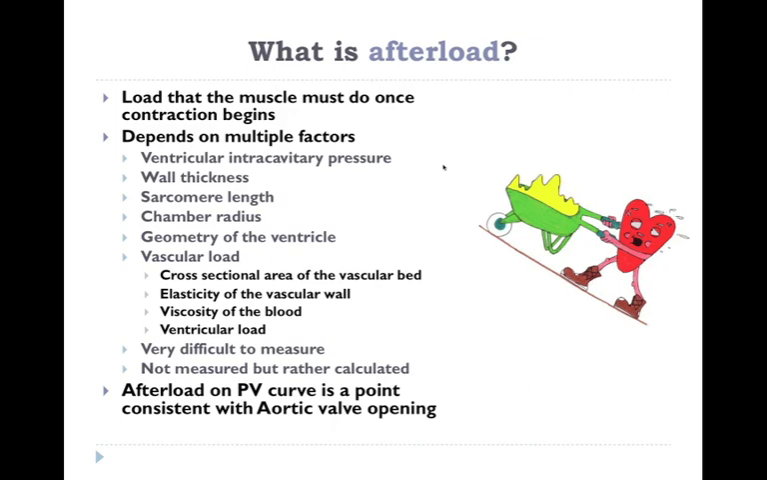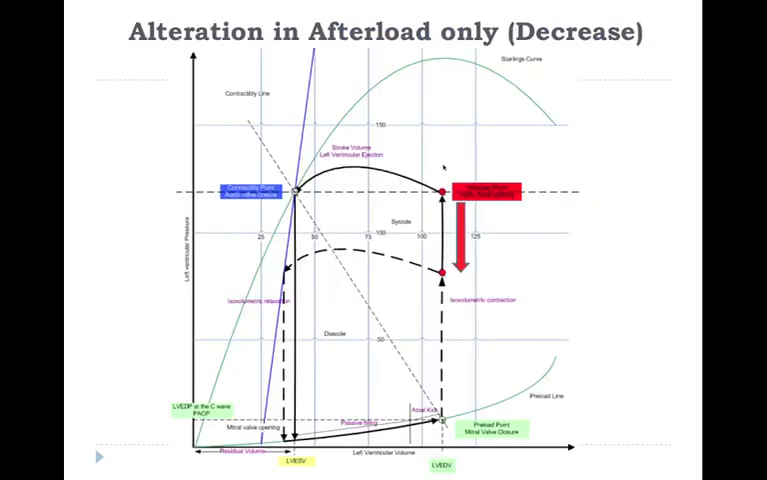Afterload on the PV curve is a point consistent with aortic valve opening under normal circumstances. So it can actually tell you how healthy the afterload is by looking at your diastolic pressure on your pressure over time curve, which is also correlated to aortic valve opening.